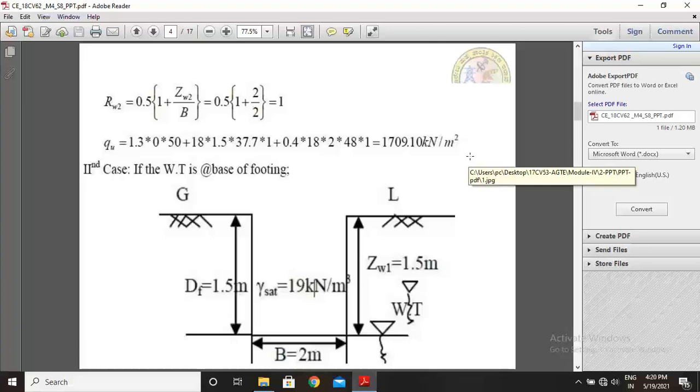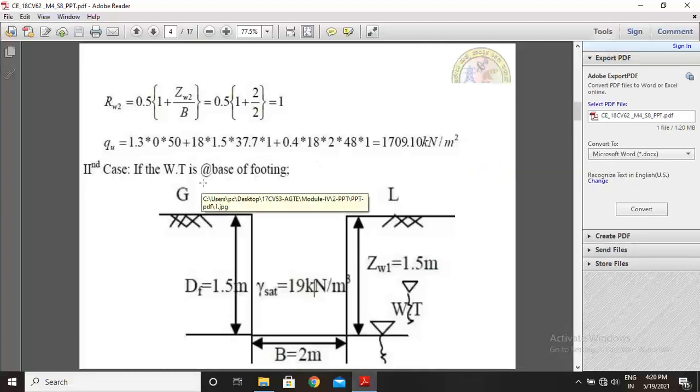Second case, if the water table is at base of footing. Second case. Now draw the diagram, that is foundation diagram.